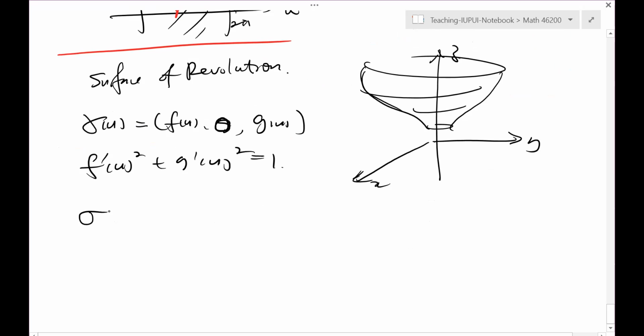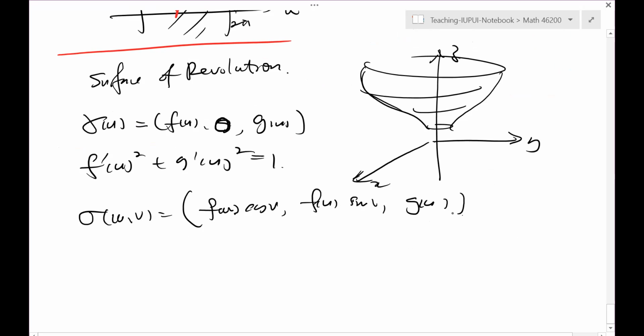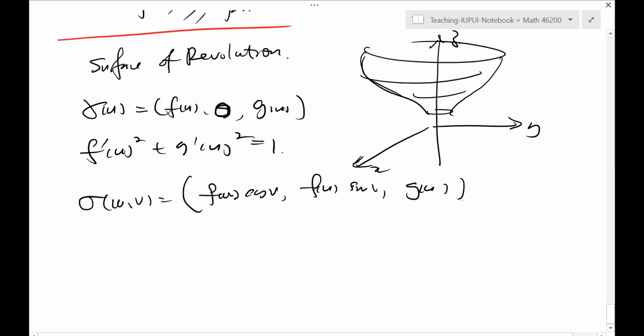Then the surface of revolution is going to be f(u) cosine v, f(u) sine v, and g(u). One can easily get E equals 1, F equals 0, G equals f squared.